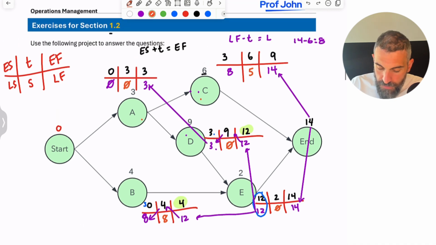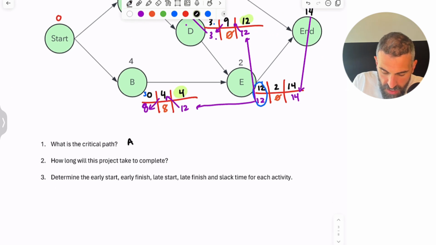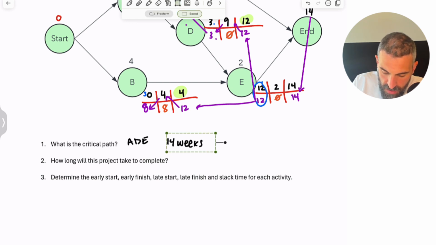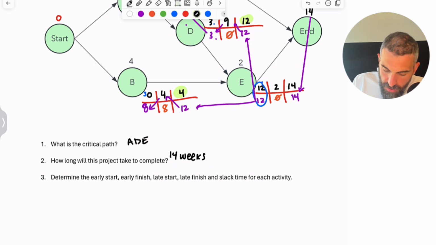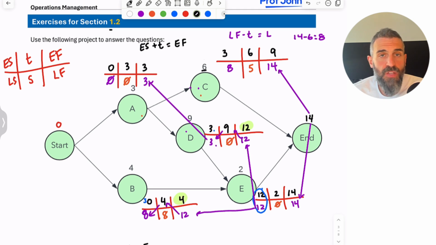So here it is. This is how you find early start, early finish. Now let's see if we've answered the questions. What is the critical path? We said before it was ADE, because it was going to take 14 weeks, which was the longest path. How long will this project take? That's 14 weeks. Determine the early start, early finish, late start, late finish for each activity. That's now done. Take a good look at that. If you have any questions, leave them in the comments, and let's move on.